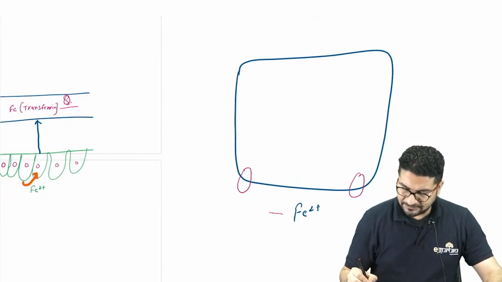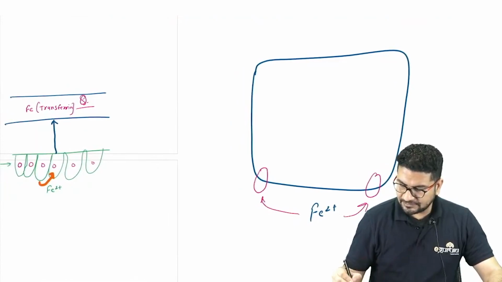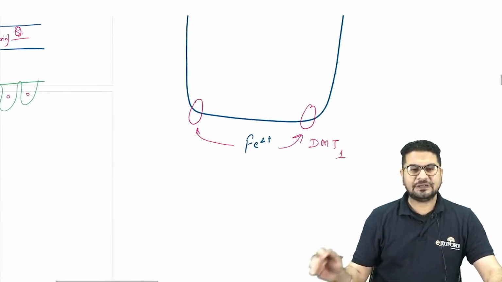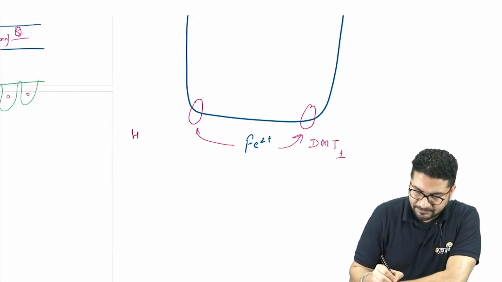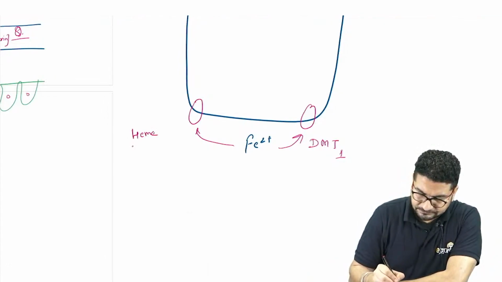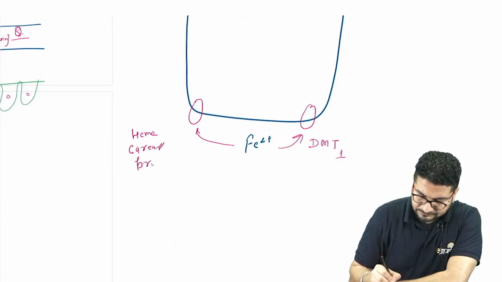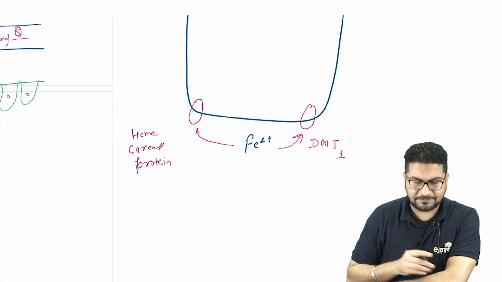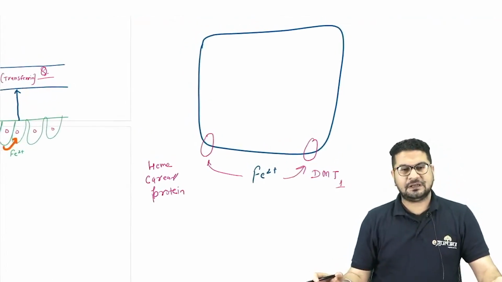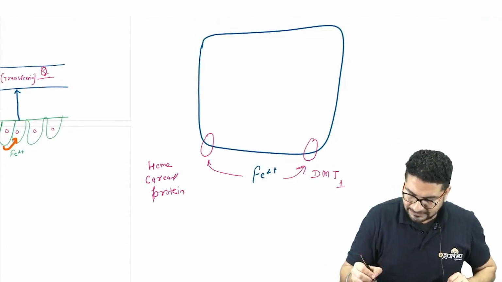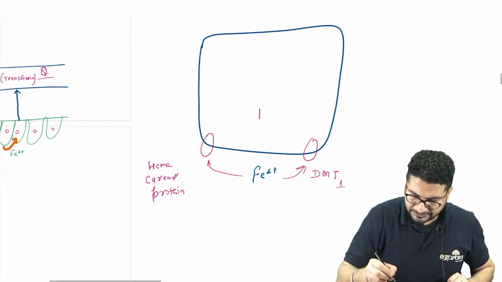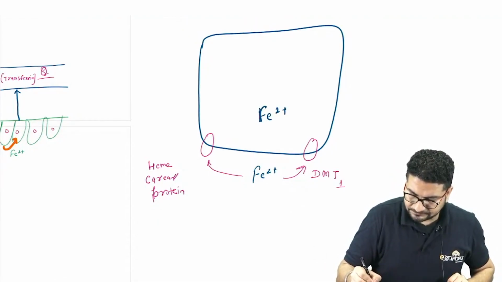The first channel is called DMT1. This question came in the AIIMS exam. It is your divalent metal transporter 1, DMT1, or it can go by heme carrier protein. So understand, this Fe2+ is entering your duodenum by 2 transporters, DMT1 or heme carrier protein. So once this Fe2+ is here, you can notice this Fe2+ is here, right?